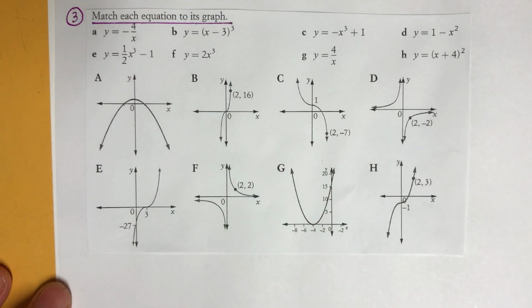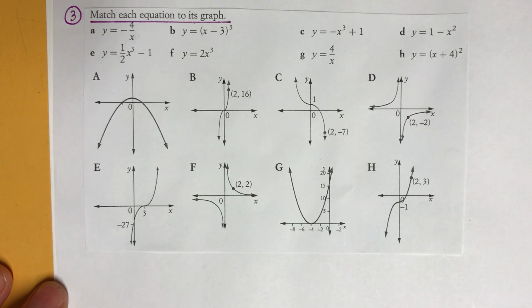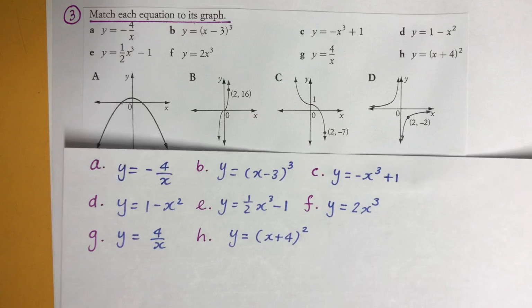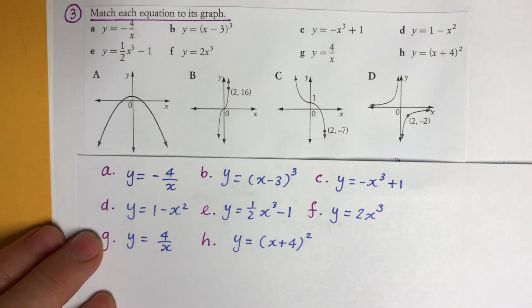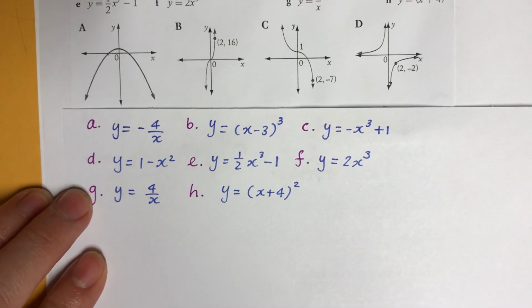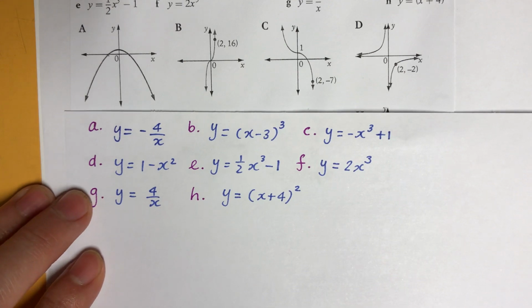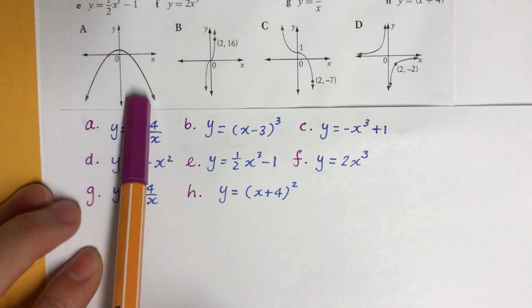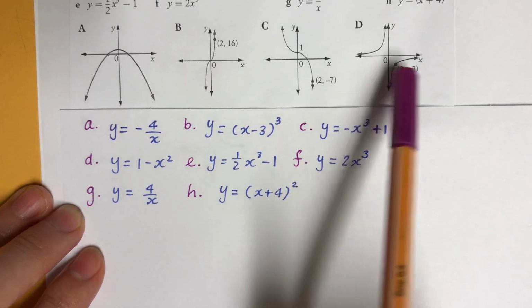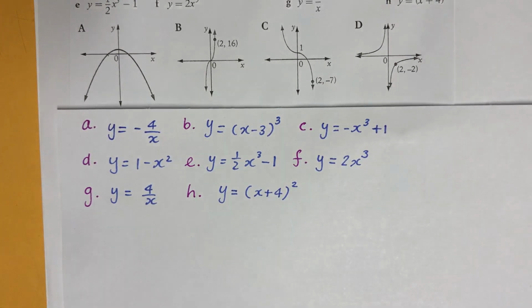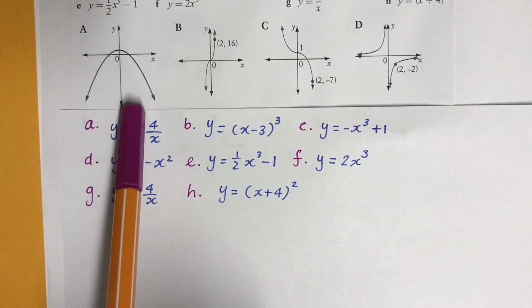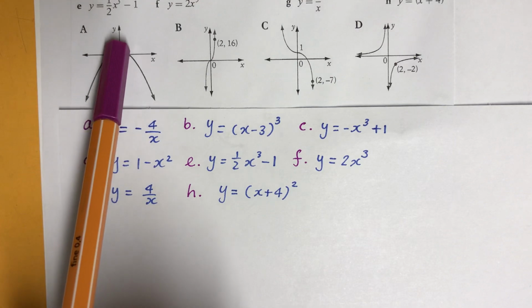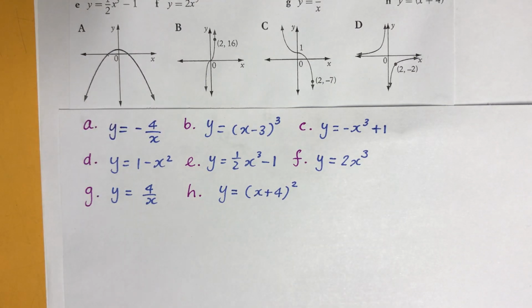Again, it's a matching question, so I'm going to have a look at that a little bit at a time. So push it up a little. So we've got A, B, C, D. A is a parabola, cubic, cubic, hyperbola. Now A is concave down, and it's got a what? Maximum value, which is the y-intercept.